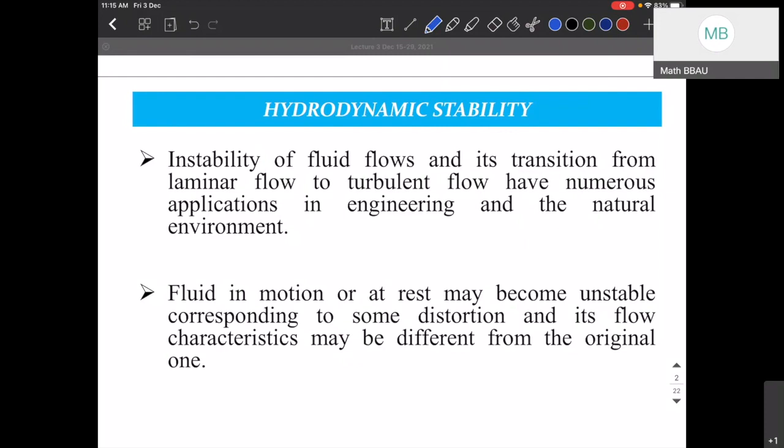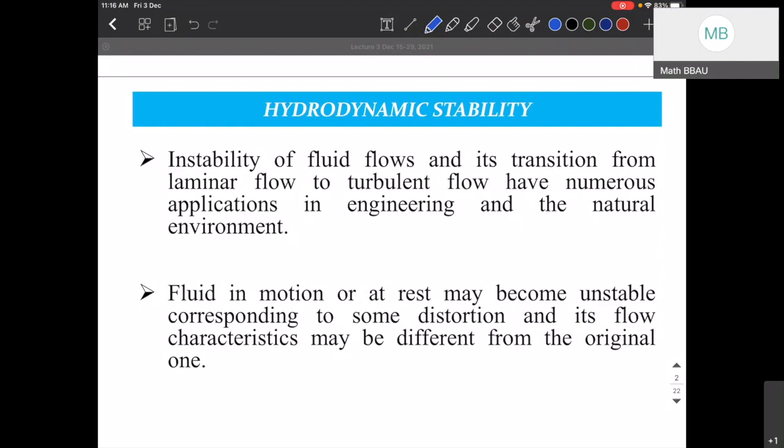If we apply some disturbance and the system displaces and never regains its original position, then we say that the particular flow arrangement is unstable with respect to the given disturbance. That flow arrangement is unstable if it is unstable with respect to a single disturbance. But for stability, it must be stable for all the possible disturbances.